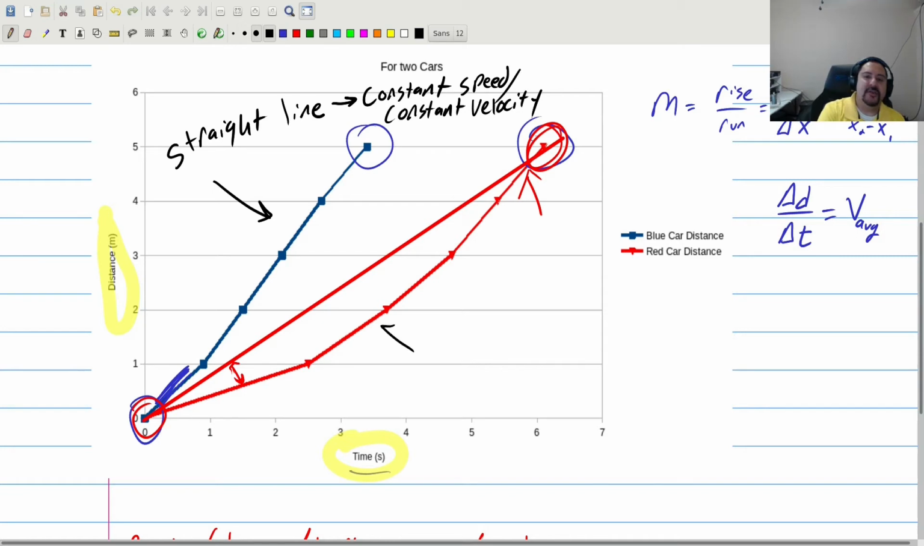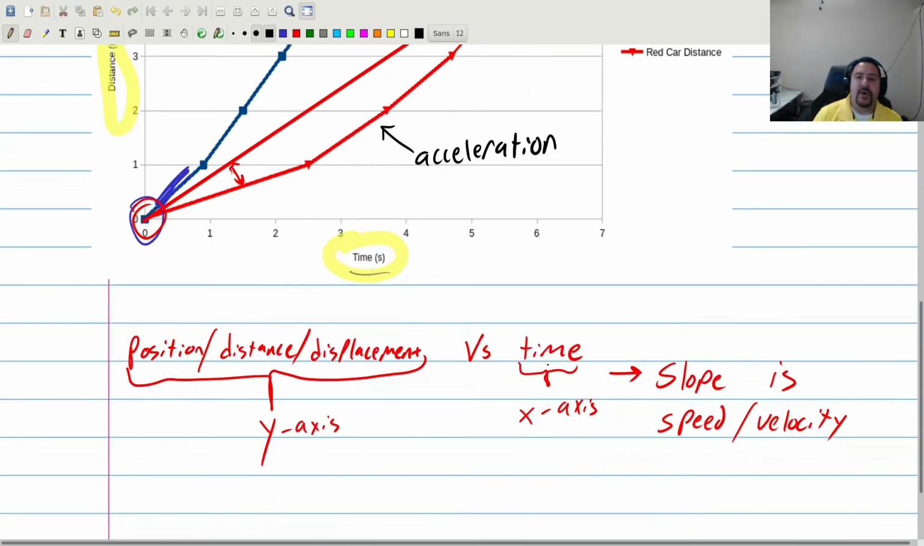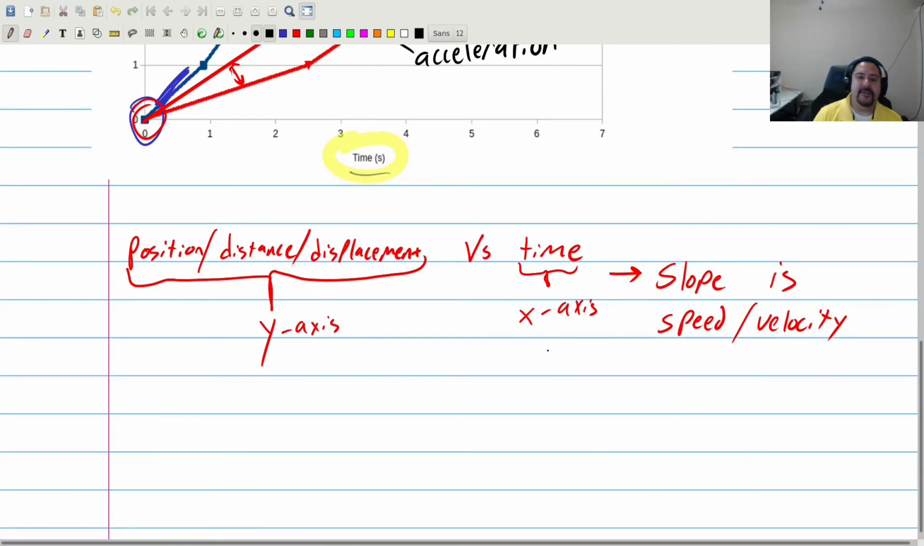This curve right here for the red car indicates acceleration. So if you see a curve on a distance time graph, or a displacement time graph, or a position time graph, slope is going to be your speed, and curves indicate acceleration.